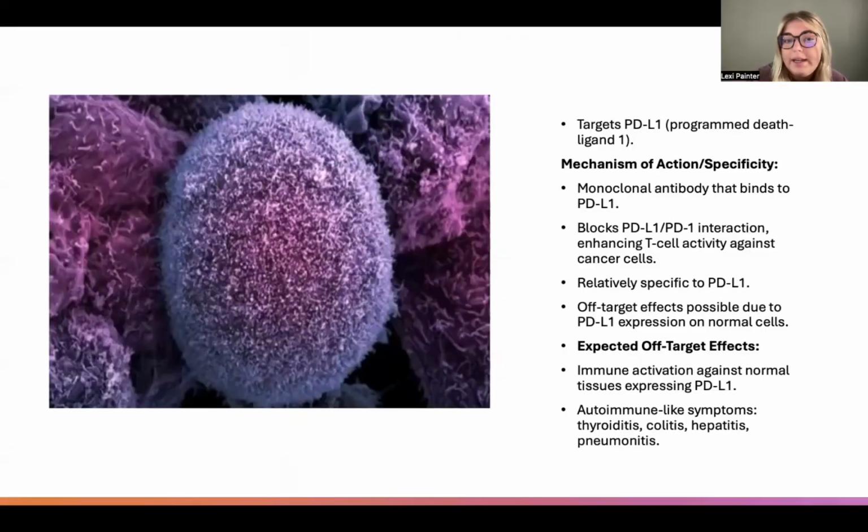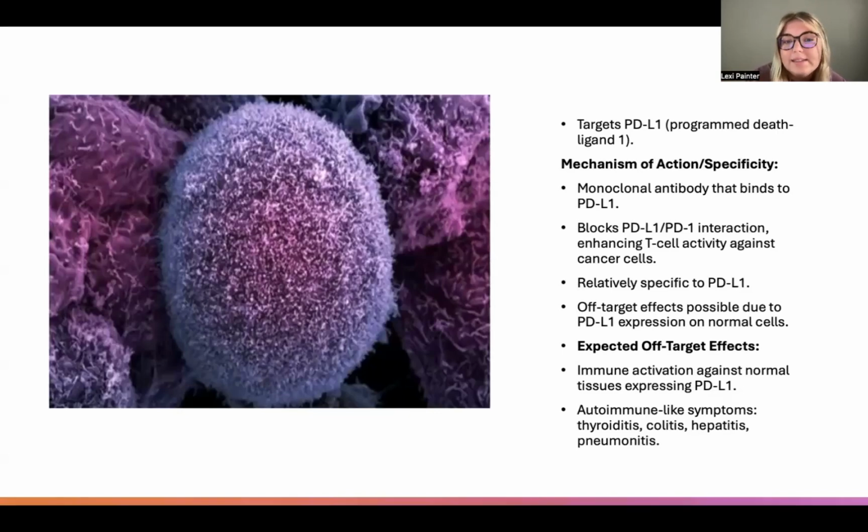Avelumab targets the PD-L1 protein that is expressed on the surface of the cancer cells. And the protein binds to the receptors on the T cells and inhibits their activity, and it allows the cancer cells to evade the immune system. And this blockade enhances the immune system's response against the cancer cells by preventing that off signal, and it helps promote the T cell mediated killing of the cancer cells.